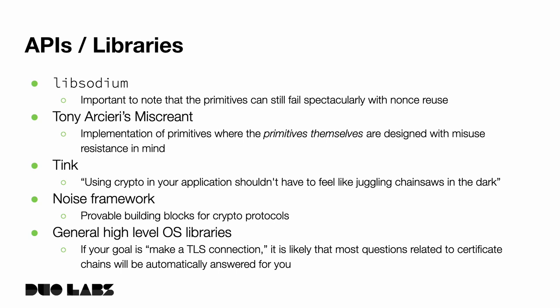Libsodium is a favorite of mine for accomplishing different cryptographic tasks. They've designed their API so that it's actually really hard to do the wrong thing. But it's important to note that even in cases like this, the primitives can still fail very spectacularly with things like nonce reuse. There are also implementations of actual misuse-resistant primitives. Tony Arcieri has his Miscreant library, which is an implementation of several of Phillip Rogaway's misuse-resistant primitives.